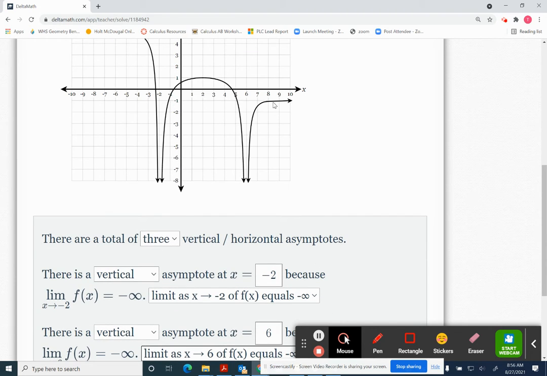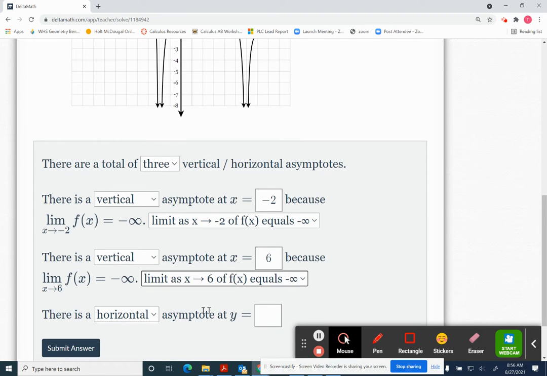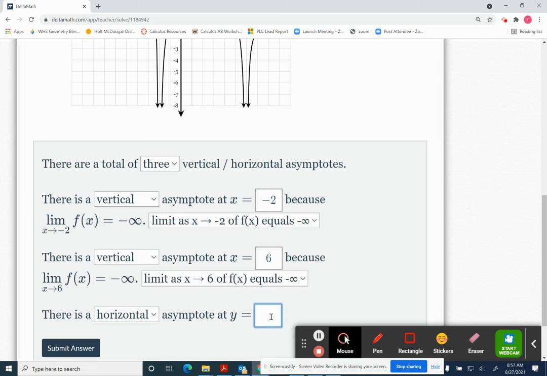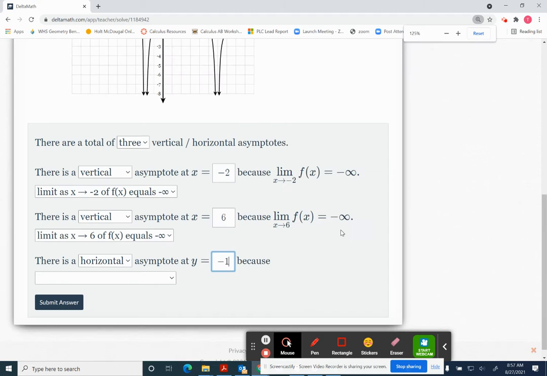All right, now let's look at this right here. Do you see this horizontal asymptote is this way? All right, so then it is horizontal asymptote at -1. -1. Make it smaller so we can see it.